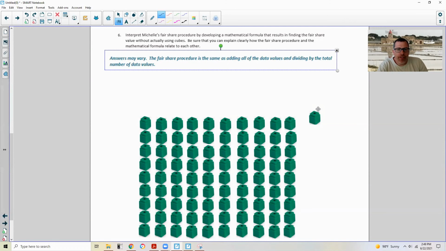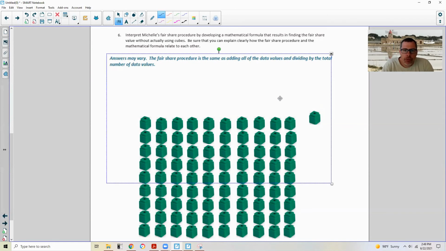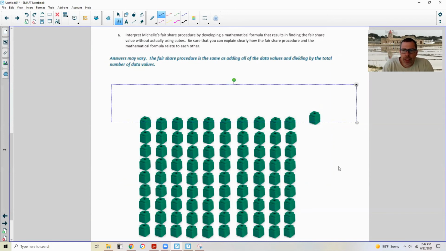Okay, so answers may vary here. The fair share procedure is the same as adding all of the data values and dividing by the total number of data values. Okay, so add them all up and divide by the number of values.